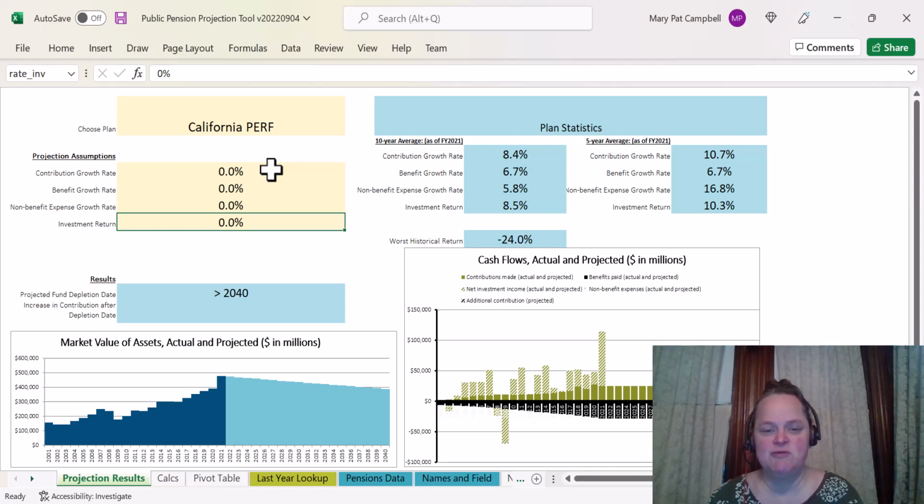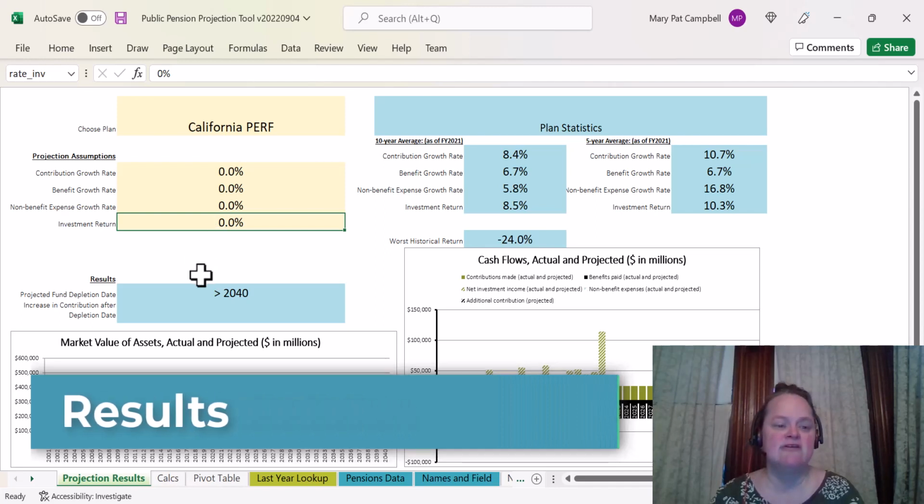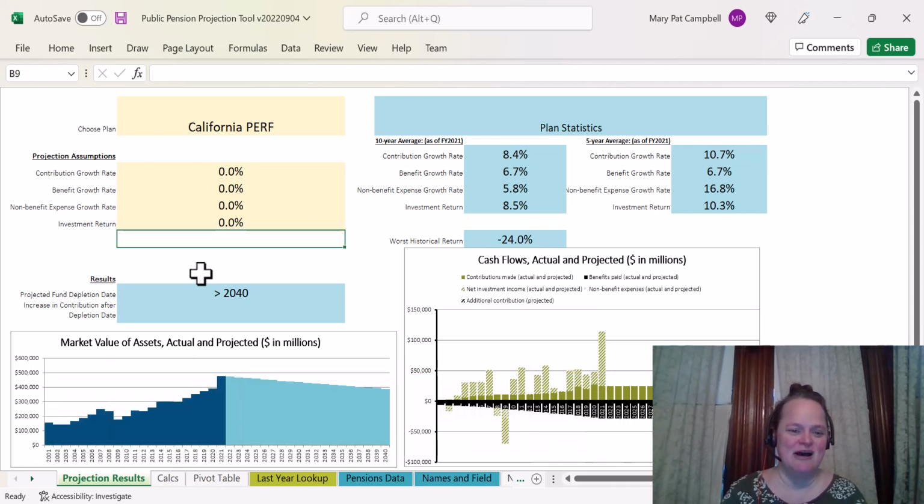And then the investment return. Now, the investment return is handled differently from these cash flows because this is going to be a percentage amount applied to the market value of the assets to generate a cash flow. And then everything that's in blue are going to be results. And then we have graphs. So let's look at our results.